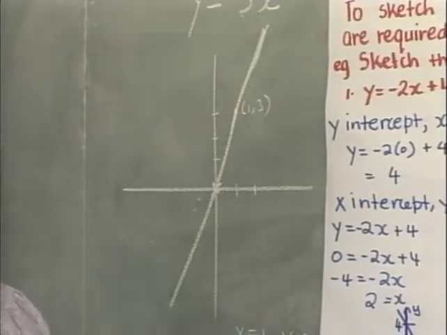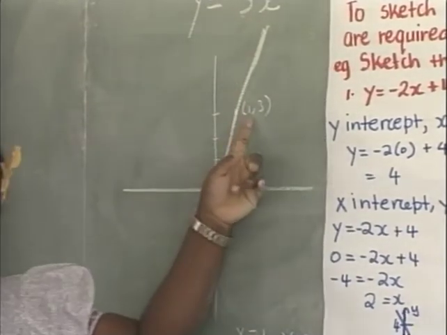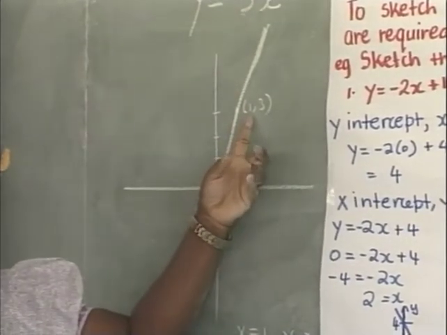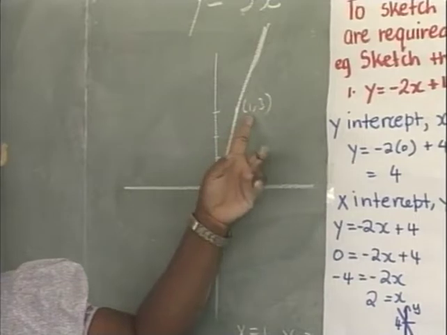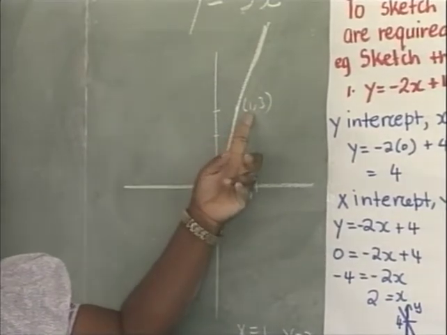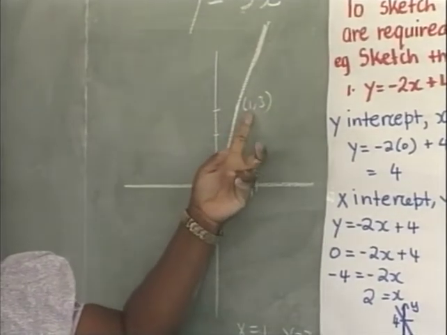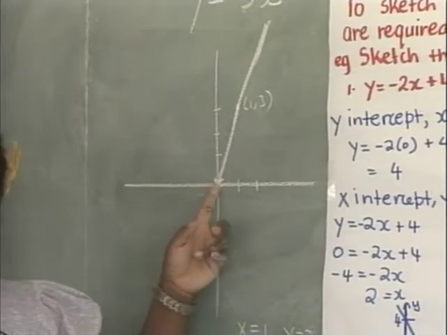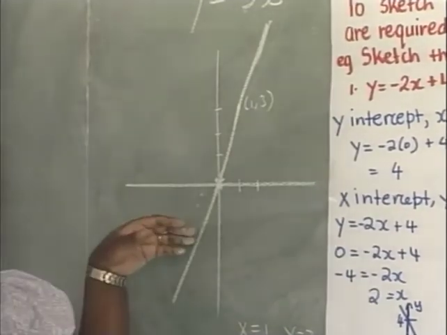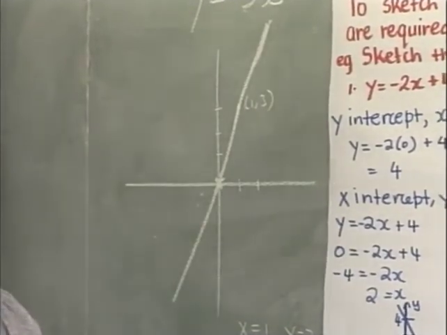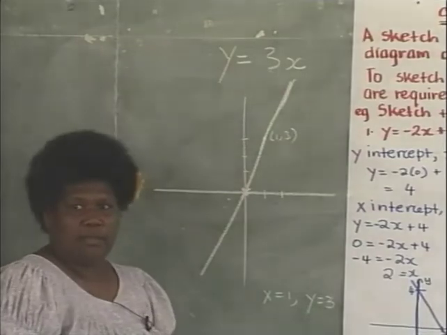If you just sketch the line without putting that point down, I am not going to know, or the person seeing it will not know, that's the graph of y equals 3x. Because like I said, all the lines where the y-intercept is 0 will go through the same point. It's the steepness of the line that's the difference.